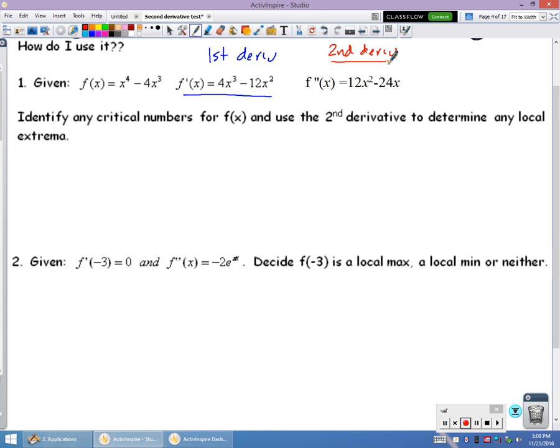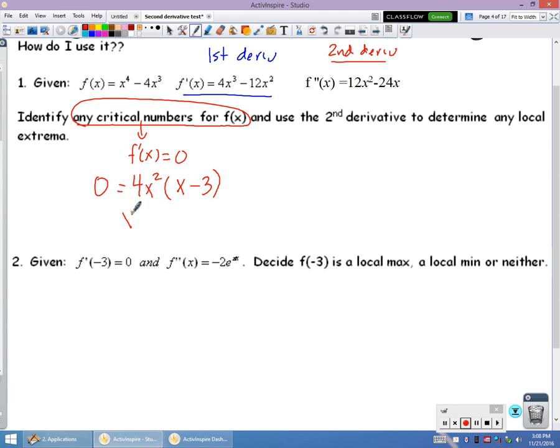We are looking for any critical numbers for the original function. So critical numbers come from the first derivative being set equal to 0 in this case, because we know that a polynomial has nowhere where the first derivative is undefined. So we're going to set the first derivative equal to 0. I'm going to factor out a 4x squared, so that'll give me an x minus 3. And so we get critical numbers of x equal to 0 and x equal to 3. That's for phase number 1. Identify your critical numbers just like always.